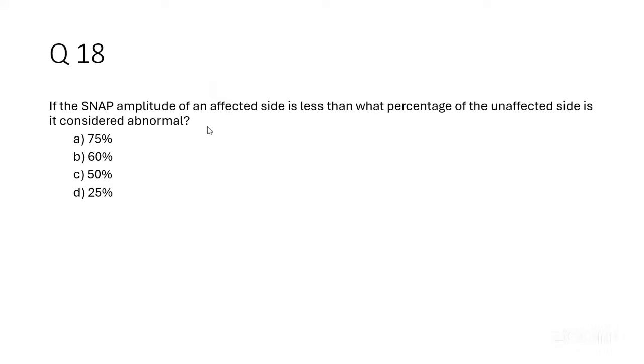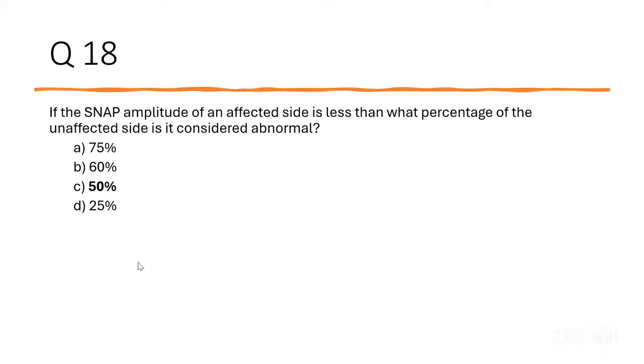If the SNAP amplitude on the affected side is less than what percentage of the unaffected side, it is considered abnormal? 75, 60, 50, 25%. You are doing SNAPs of both. Yeah, 50% is the correct answer.